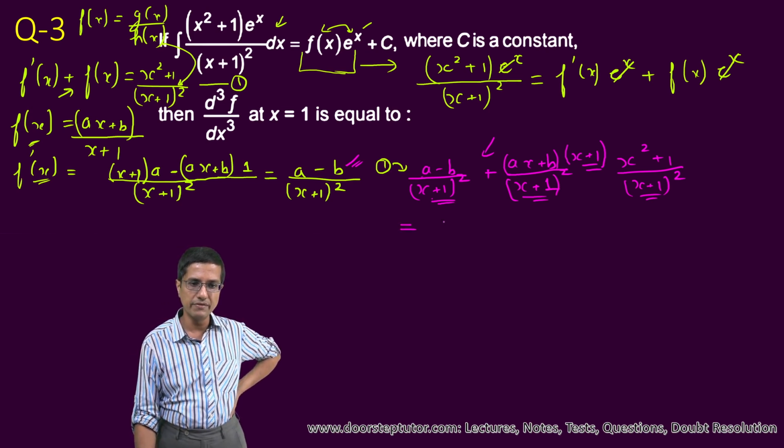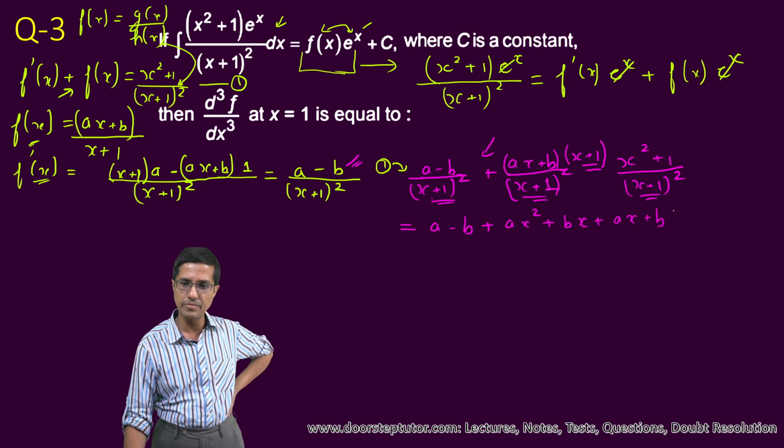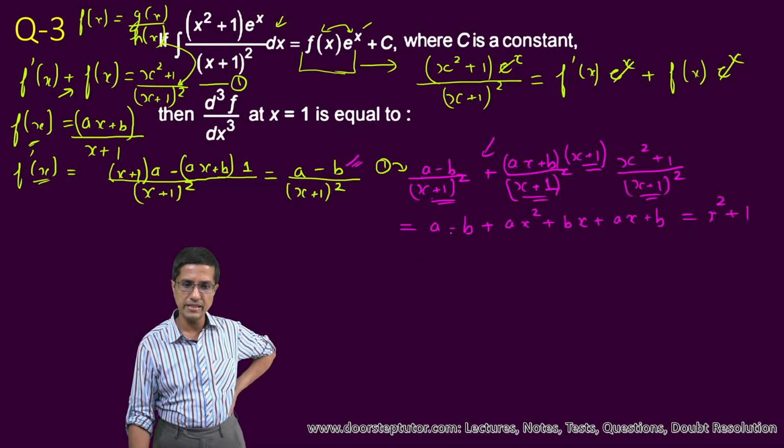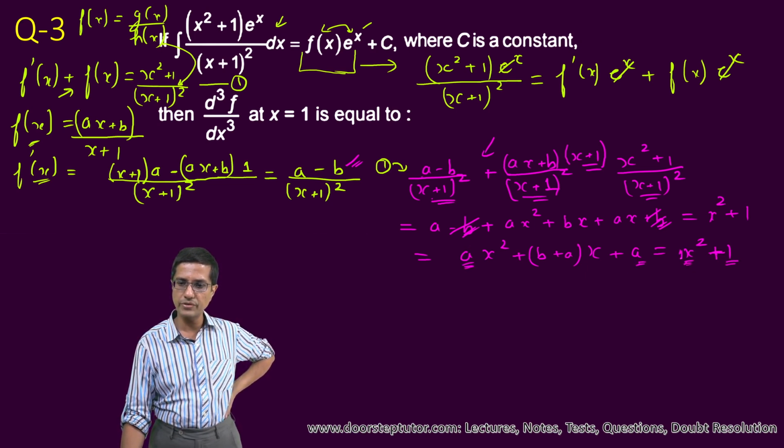So what we'll do is that we will say a minus b plus ax squared plus bx plus ax plus b is equal to x squared plus 1. Now from here we can say that this minus b and this plus b would get cancelled. What we will have is ax square plus b plus a into x plus a is equal to x squared plus 1. Of course, from here it is pretty clear that a has to be equal to 1, okay, because the coefficient of x squared is also 1. So a is definitely 100%, I can say that a is equal to 1.